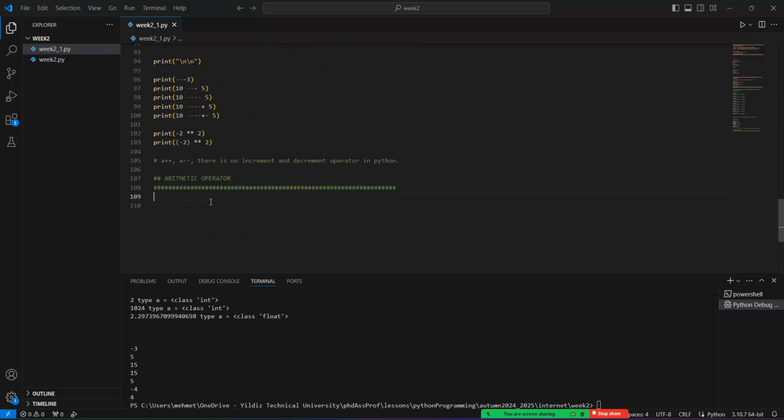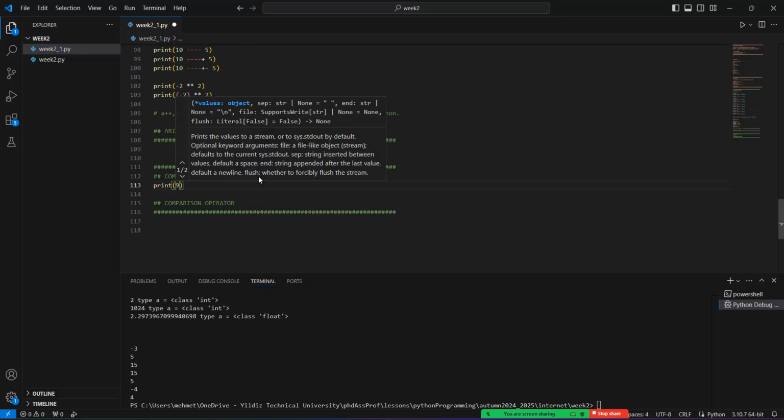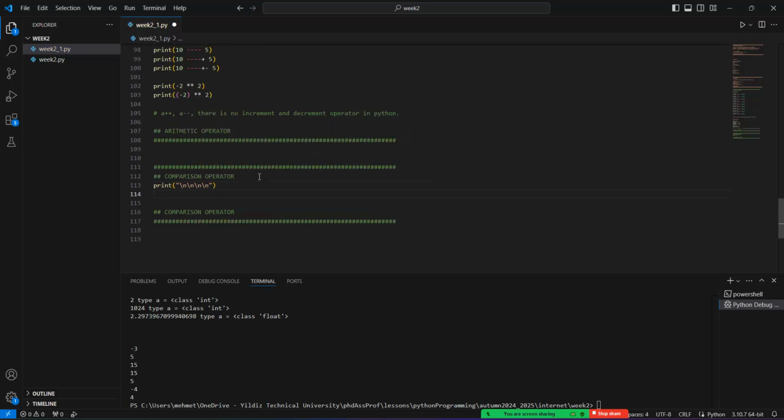And so we need to continue with the comparison one. Okay? Comparison operator. What is the comparison operator in here? Print. We need to take some new lines in here, just like this one. And so print 3 is bigger than 2. What's the output of this print, Maria?